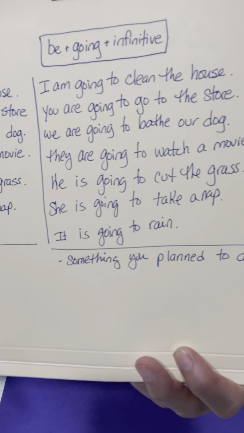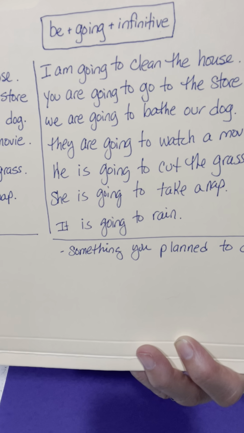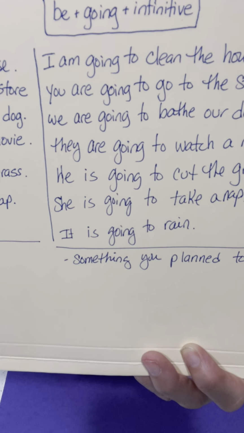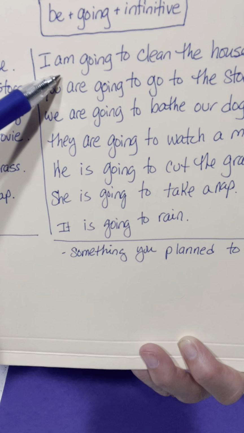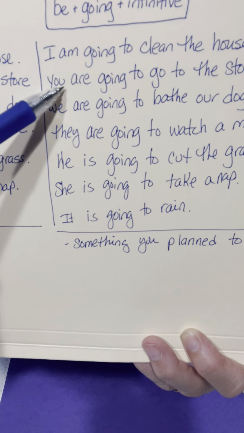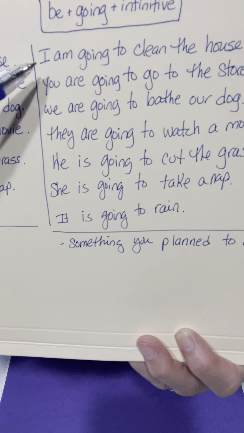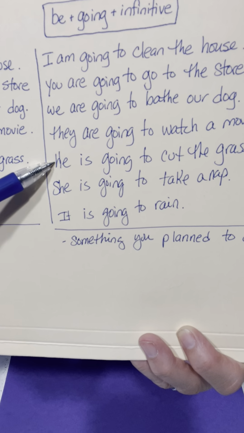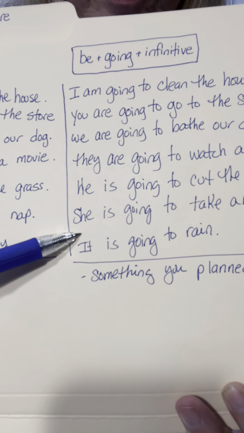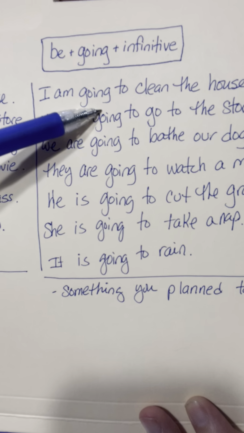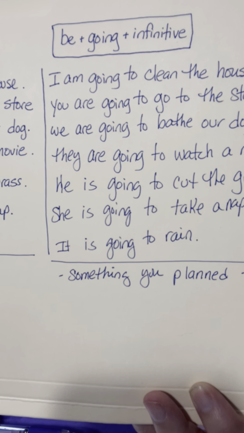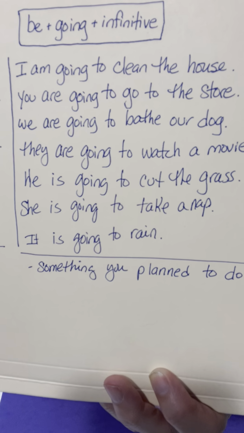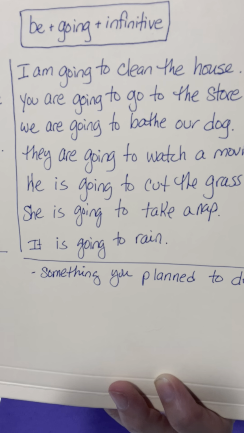So here, as you can see, this one is not difficult to conjugate, but it's more involved than will. So the first thing we have to do is take the verb be and make sure it matches with the subject pronoun. I am, you are, we are, they are, he is, she is, it is. So then the next word for all of them will be going. And then the next two words will be the infinitive of whatever verb you are using.